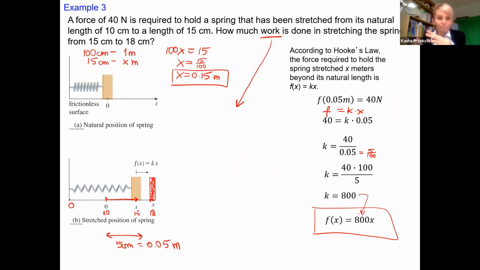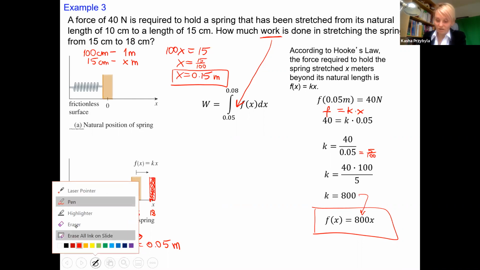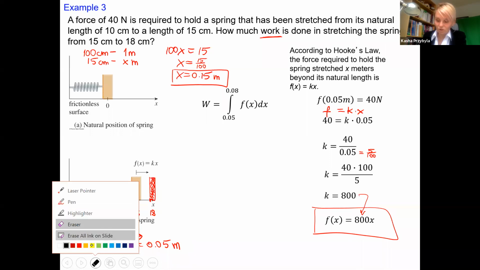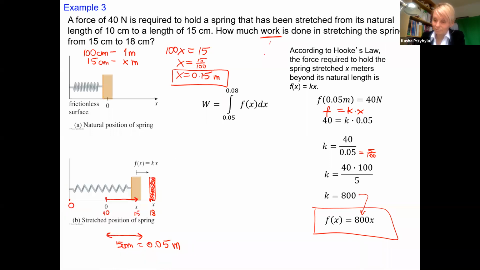That's my point, that we have to integrate. Not just doing this. We have to actually integrate. We have to integrate the force formula. If the force is variable, we will integrate the force on the given interval.